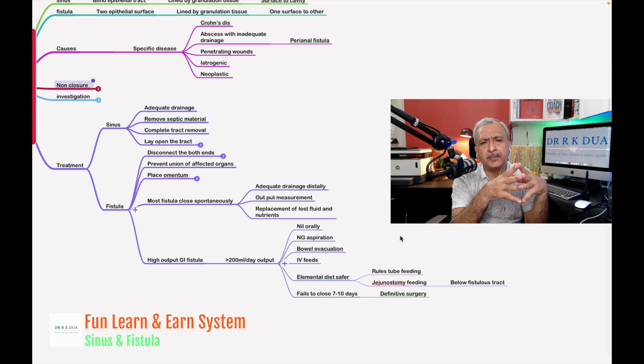So all these fistula tracts heal spontaneously provided we have removed the tract, or laid open the tract and scraped the whole of the granulation tissue. We have controlled the sepsis, and we have controlled the systemic diseases. So all those factors which lead to non-healing or delayed healing of a wound also play a role in the non-healing and delayed healing of sinus and fistula.